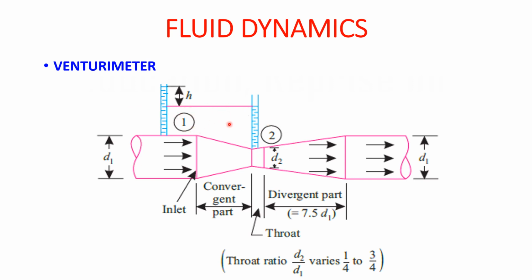Then these blue colored pipes you can see here are nothing but manometers. For reference on manometers, you can refer to our previous lectures on manometers or pressure measurement; it will be very easy for you to understand. So here it is section 1 and section 2, that is the throat section, and one is the convergent section. A venturimeter is divided into three areas: first the convergent part, second the throat, and third the divergent part.